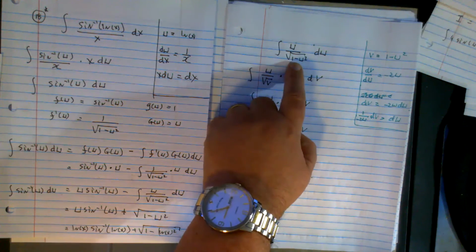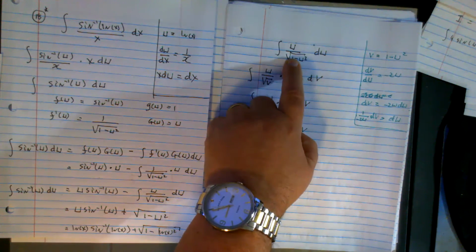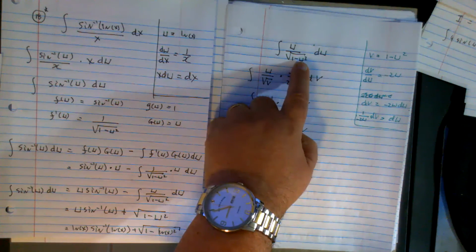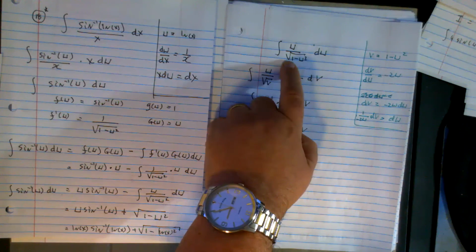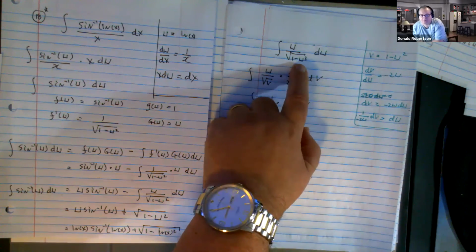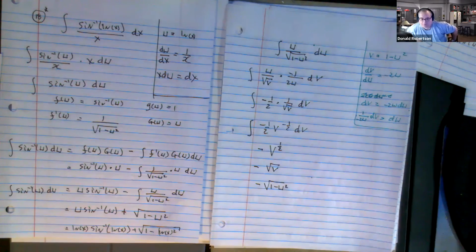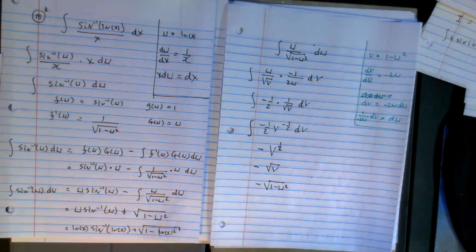Couldn't you rewrite that as u and then the 1 minus u squared to the negative half power? Yeah, you could. What are you going to do next? Multiply the u into... oh no, you can't.